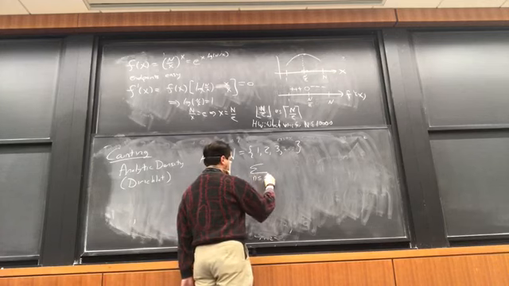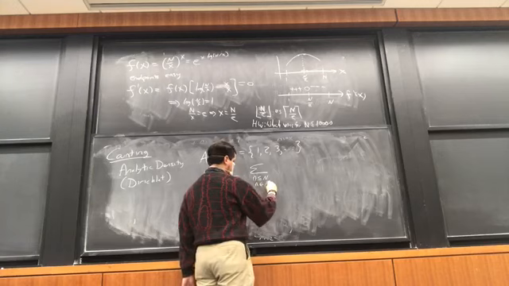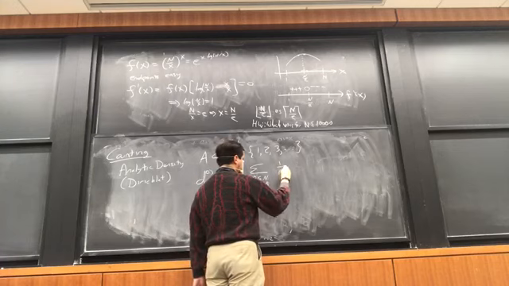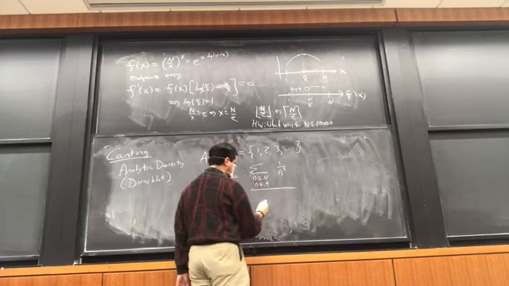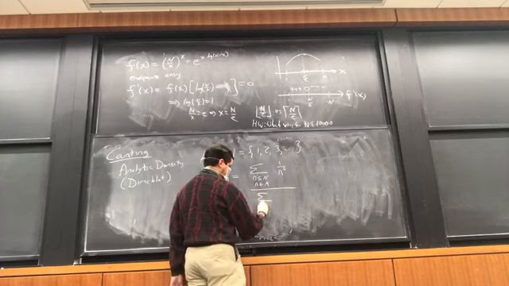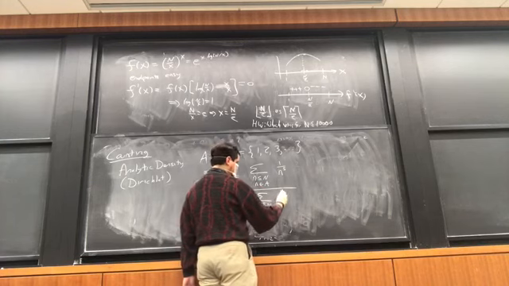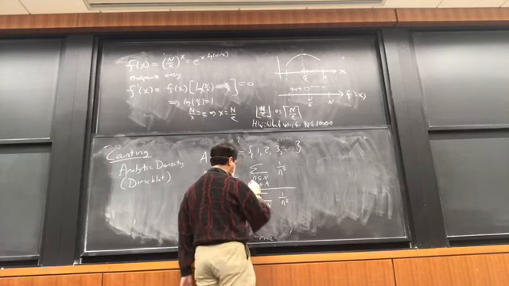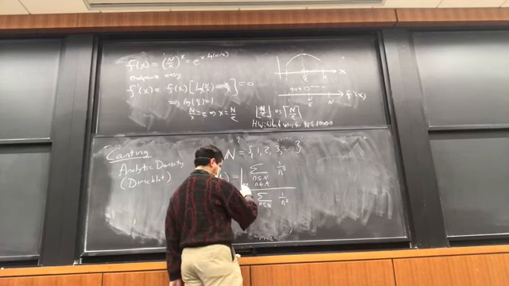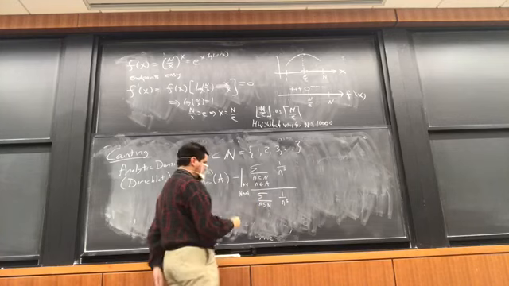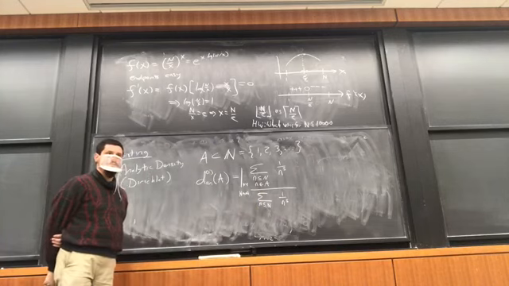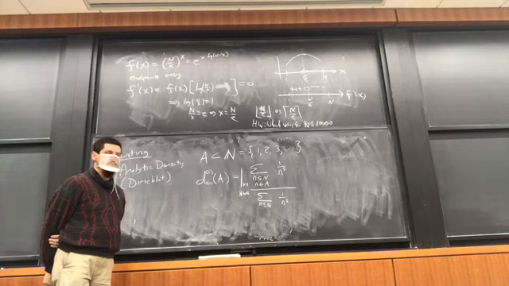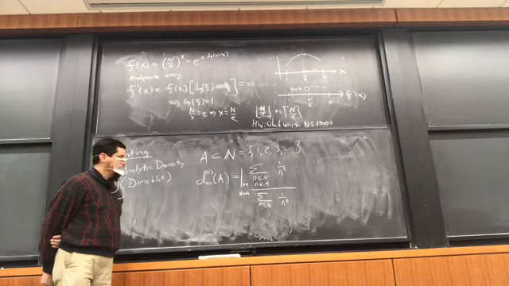n less than or equal to big N, n is in A, of 1 over n to the s, divided by the sum n less than or equal to N, 1 over n to the s, and take the limit as N goes to infinity. When will I know if this limit exists?